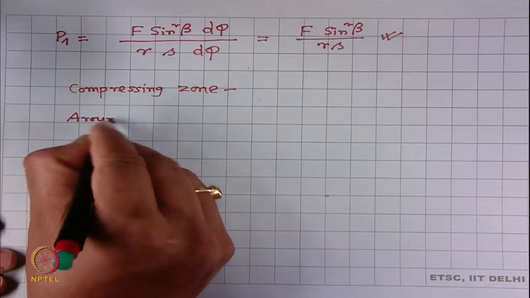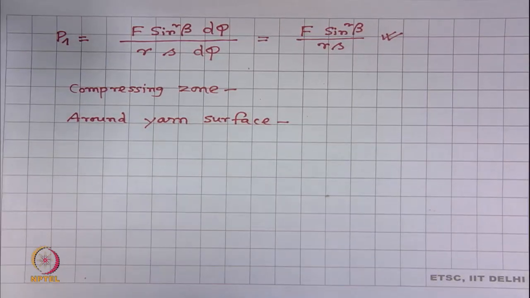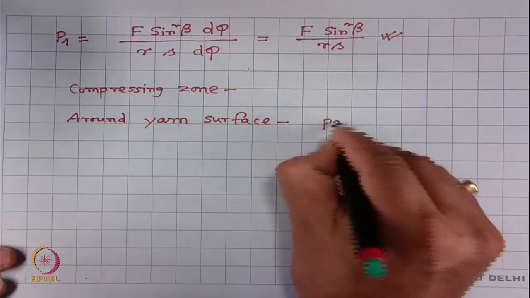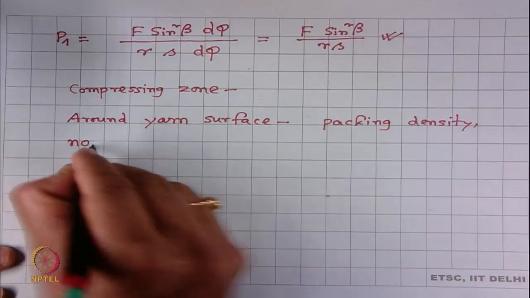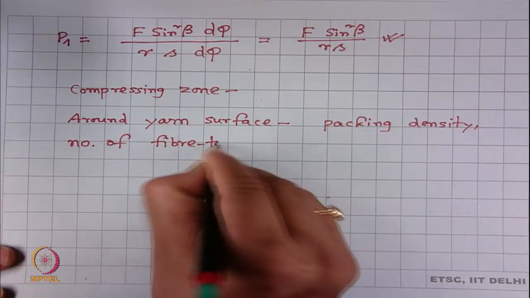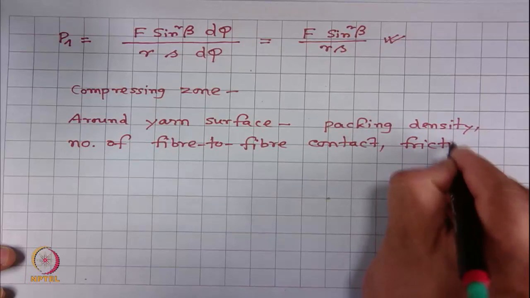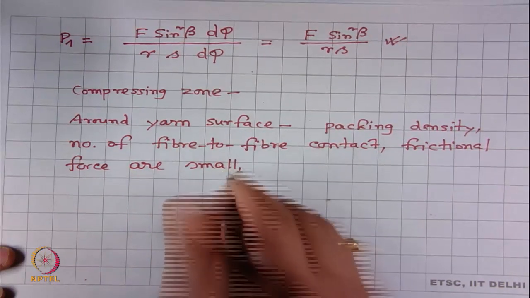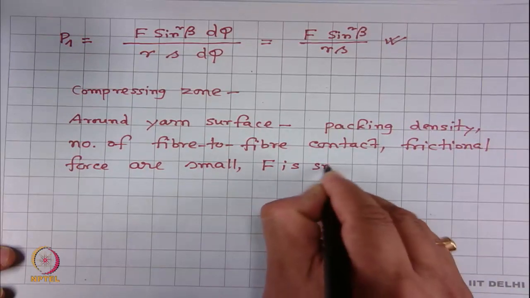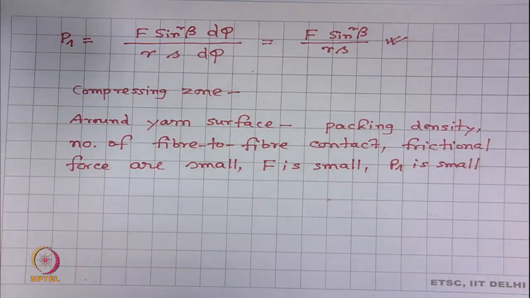Around the yarn surface, it cannot be. This cannot be present around the yarn surface. Why? Because packing density, number of fiber to fiber contacts, frictional forces are small. So, F is small. So, P 1 is small. So, this compression zone cannot be present around the yarn surface. Can it be present then around the yarn core?